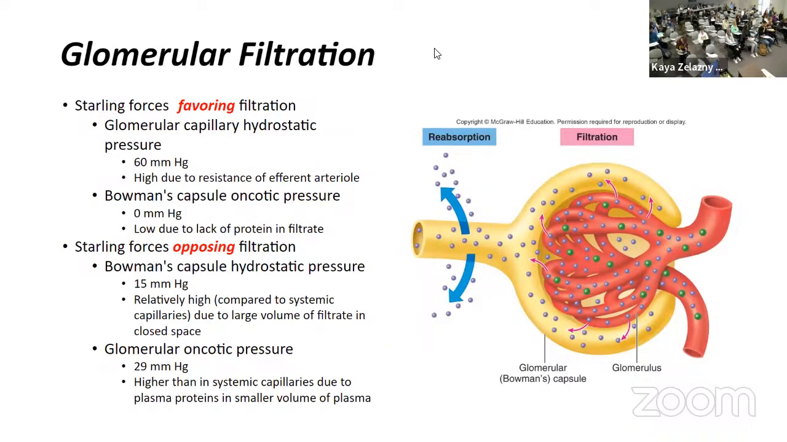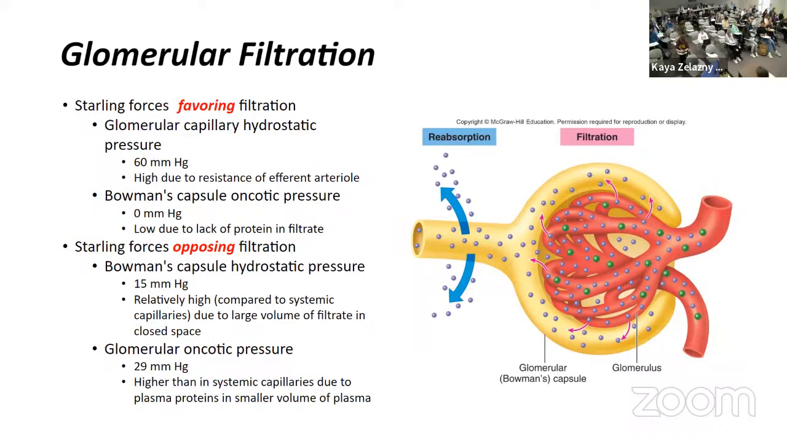So here we have this written out in terms. Okay, so our Starling forces favoring filtration in words are our glomerular capillary hydrostatic pressure, 60 millimeters of mercury. It's pretty high because that efferent arteriole, efferent meaning something that's leaving, going away, is pretty narrow, high resistance. So you can basically think it's pressure building up in the glomerular capillary, which happens before you get to that efferent arteriole, right? It's got like a narrow little off ramp off this highway. Traffic is backing up. Okay.